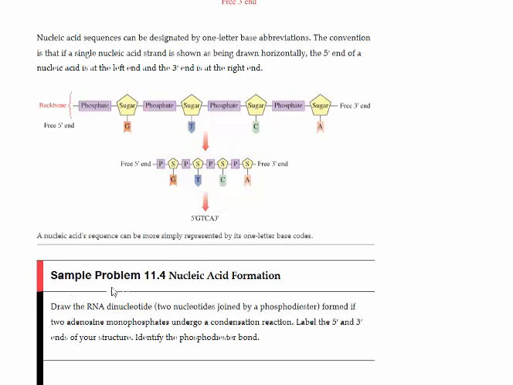So let's look at sample problem 11.4, nucleic acid formation. Draw the RNA dinucleotide formed if two adenosine monophosphates undergo a condensation reaction. Label the 5' and 3' ends of your structure and identify the phosphodiester bond.